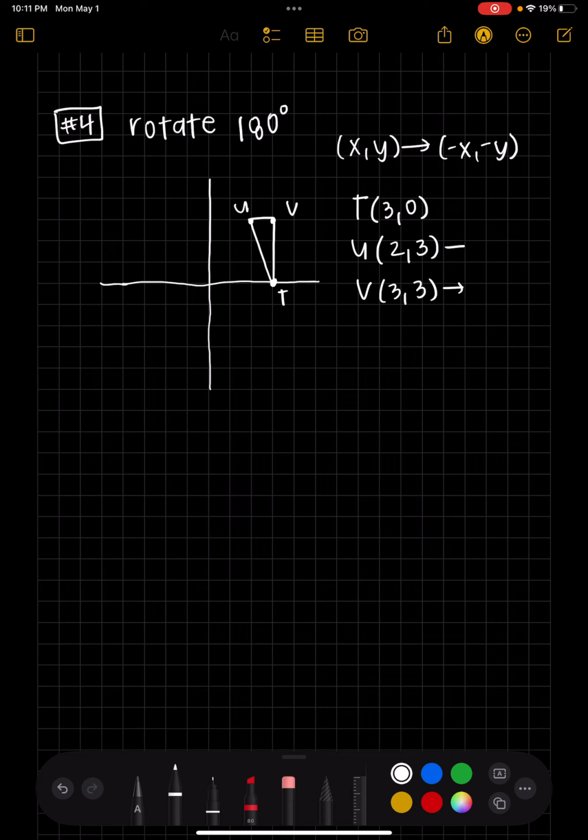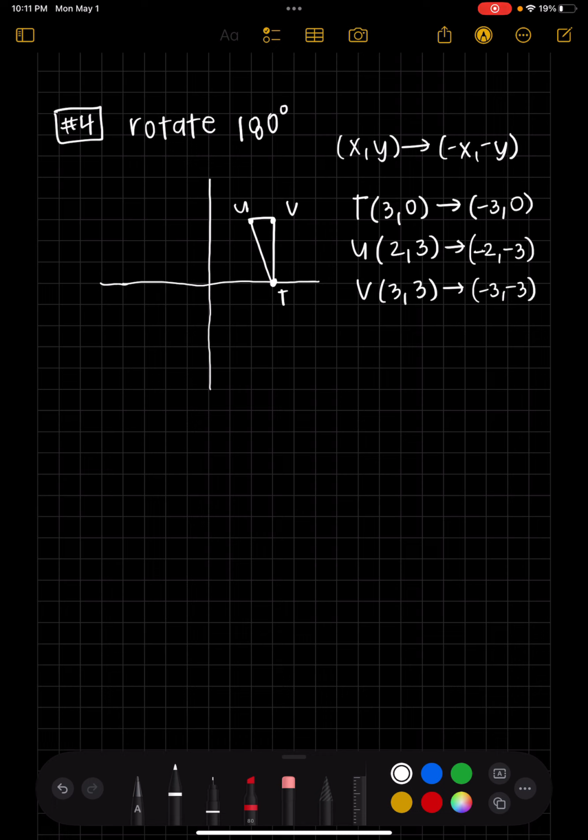Now let's change them all so that they just flip-flop the signs. So all of these are positive, which means we're going to make everything negative. So T will end up being (-3, 0). We could say negative 0, but 0 can't be negative, so we're just going to leave it 0. If it was any other number, we could make it negative. Then U will become (-2, -3), and V will become (-3, -3).